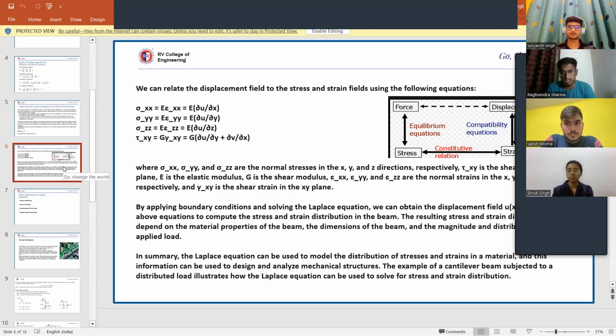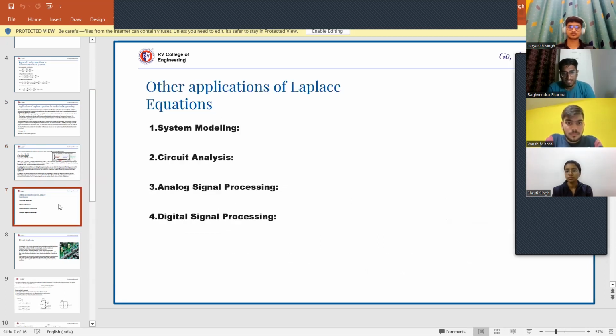The resulting stresses and strain distribution depend on the material property of the beam, the dimensions, and the magnitude and distribution of the applied load. So in summary, we can say that the Laplace equation can be used to model the distribution of stresses and strain in the material, and this information can be used to design and analyze. Now we'll see other applications of the Laplace equation.